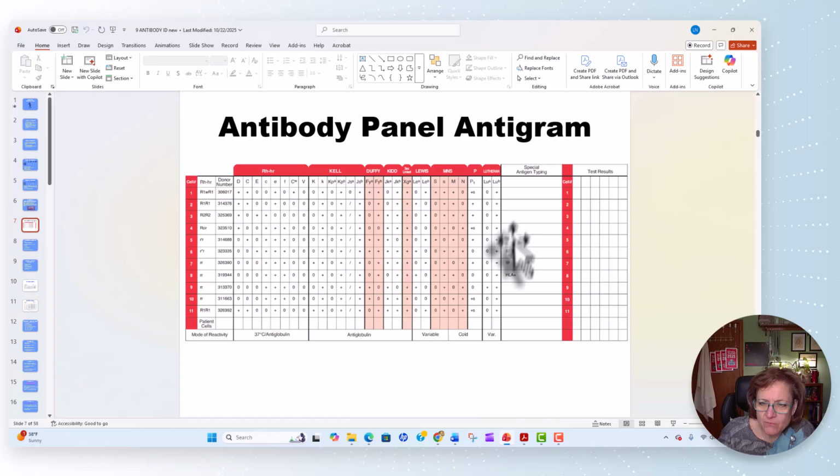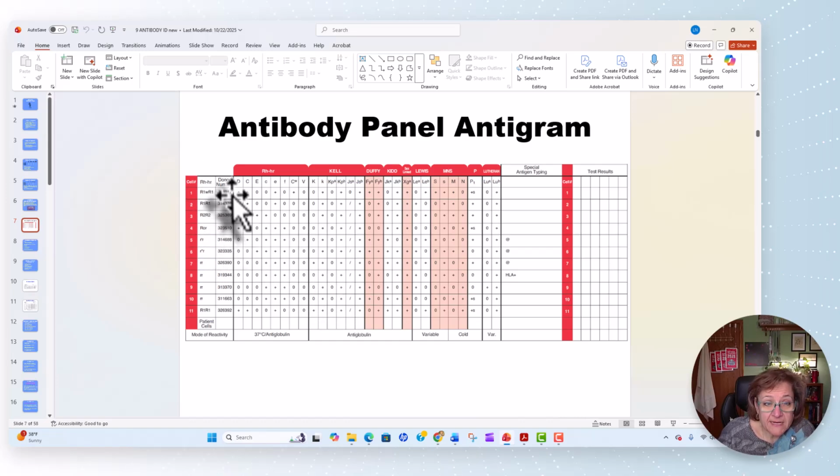Special antigen typing over here. You can see this patient number 8 has HLA antigen. Sometimes there are different things that are going to be over here. Sometimes it might be right. Other ones we'll see.